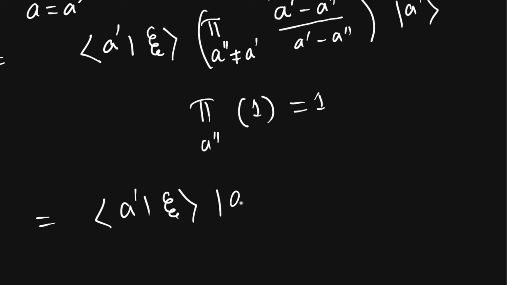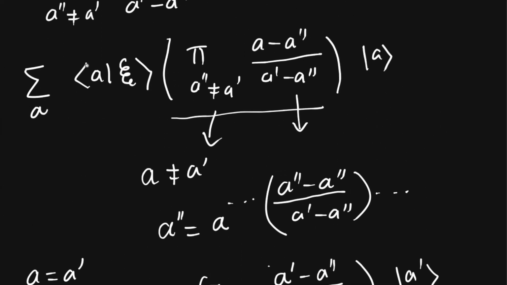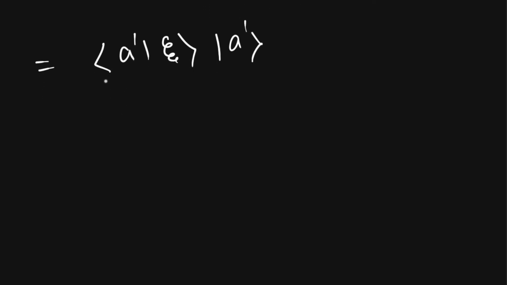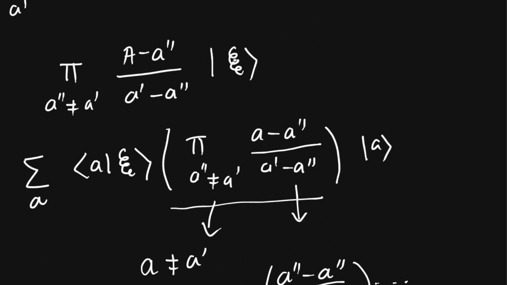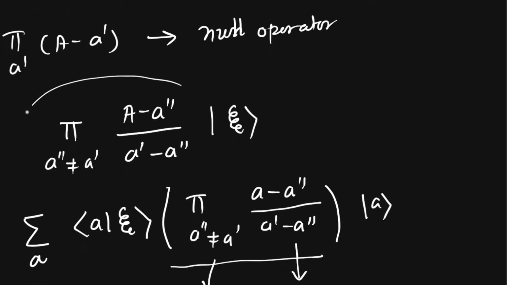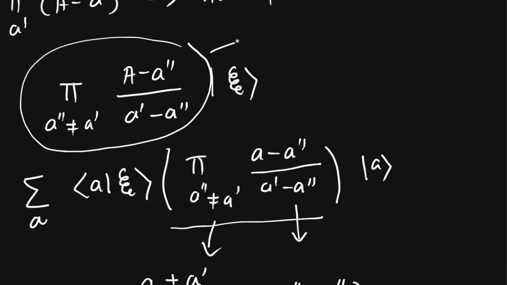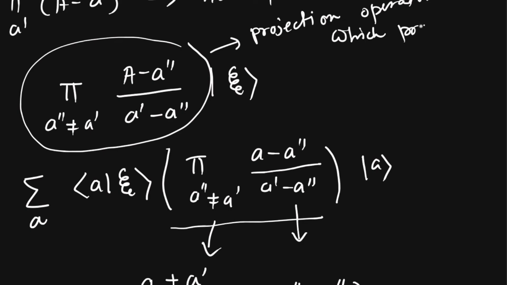times a. That means this operator will give us a prime a, which means this operator is nothing but a projection operator, which projects out the term corresponding to a prime ket.